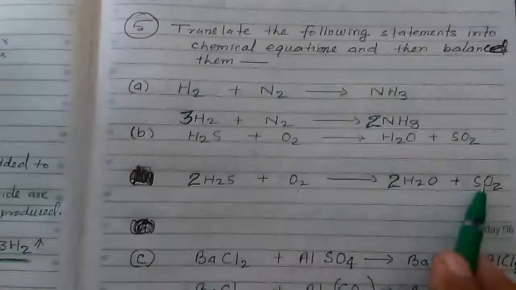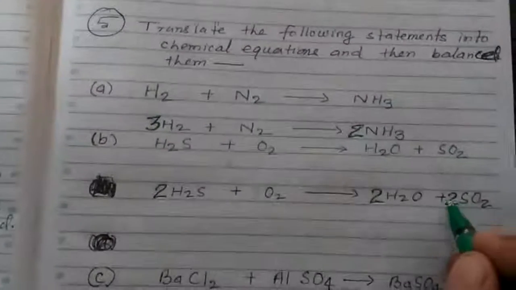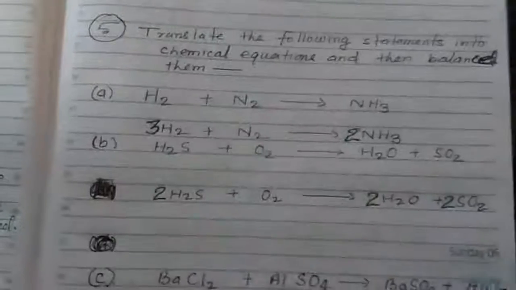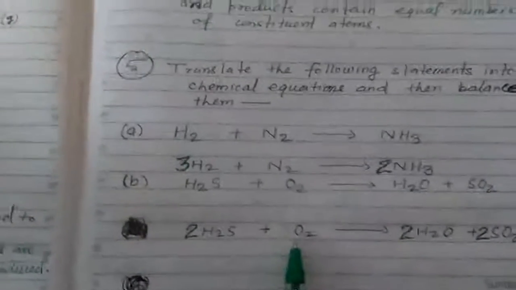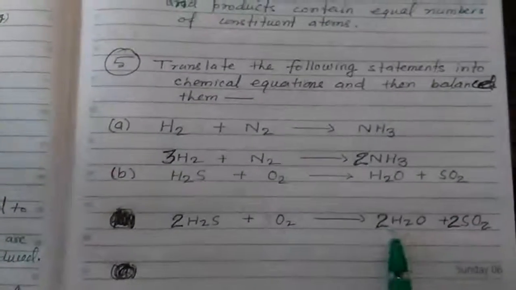Then you have to make the sulfur again here twice. You will have to write 2 here. So in this way, your hydrogen and sulfur are balanced. Now come to the oxygen in this part. So try to calculate the oxygen here.